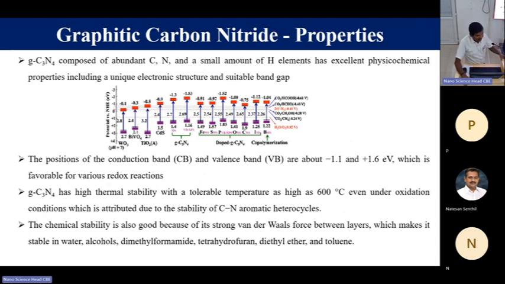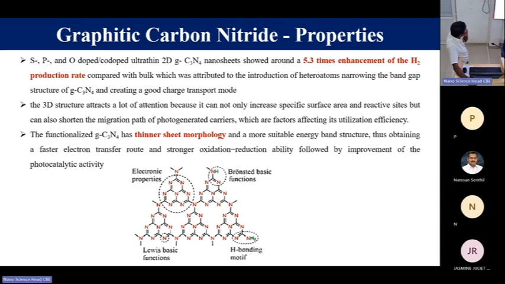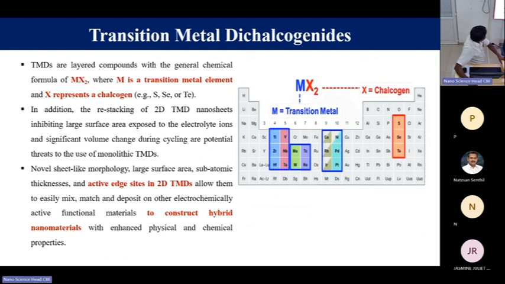Almost like graphene. These properties are also almost similar, but in some places this is better than the previous one. That's it. Next slide. These are again some more properties of graphitic carbon nitride. Next one. This is actually the transition metal dichalcogenides.